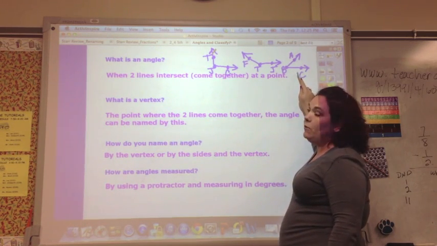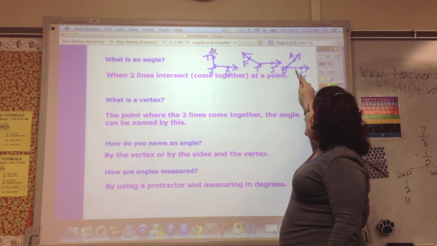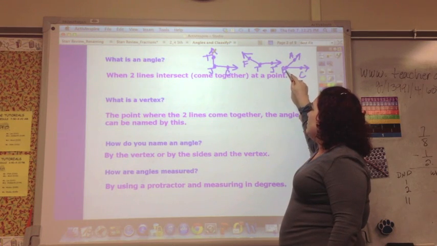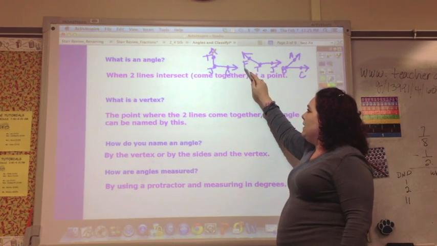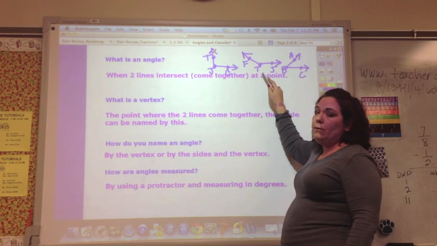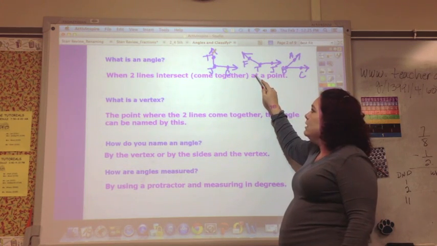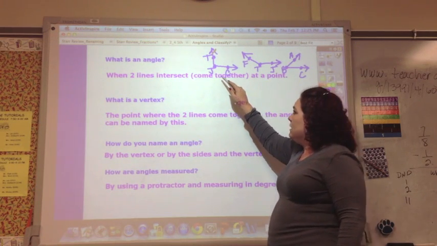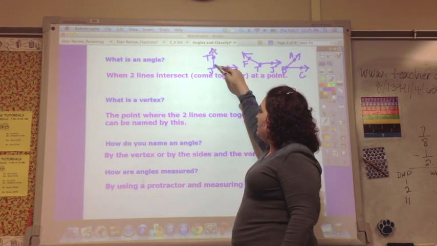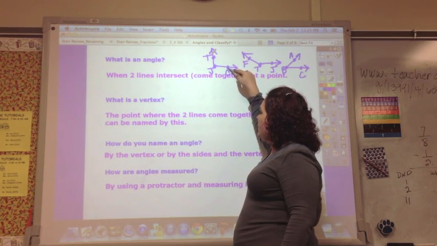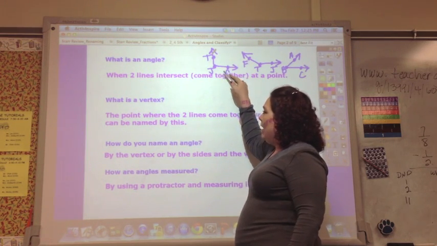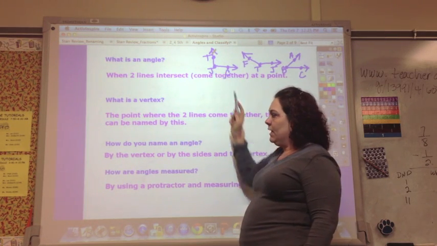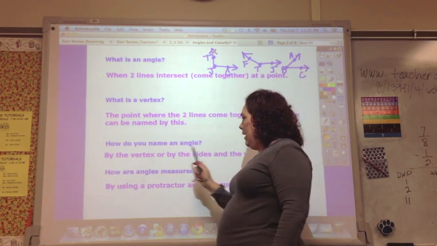So this one, you would name it A, B, C, or angle B, because that's the point of the vertex. And this would be angle FTJ with the vertex in the middle always, or you could just call this whole thing angle T. And this one, you could call it TJC or CJT angle, or angle J, because J is at the vertex. So how do you name an angle?